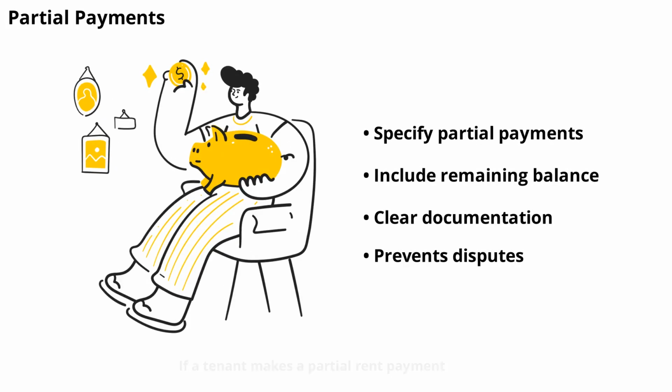If a tenant makes a partial rent payment, the receipt should specify the amount paid and note that it's a partial payment. It's also helpful to include the remaining balance. This ensures both parties are clear about what has been paid and what is still owed. Accurate documentation of partial payments can prevent disputes and confusion.